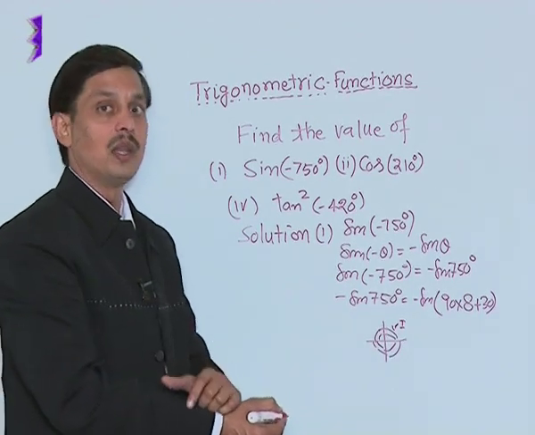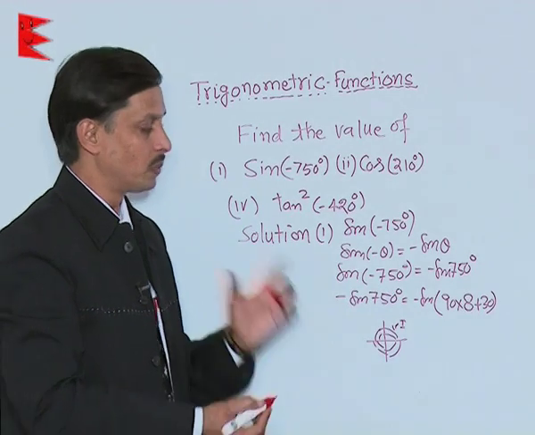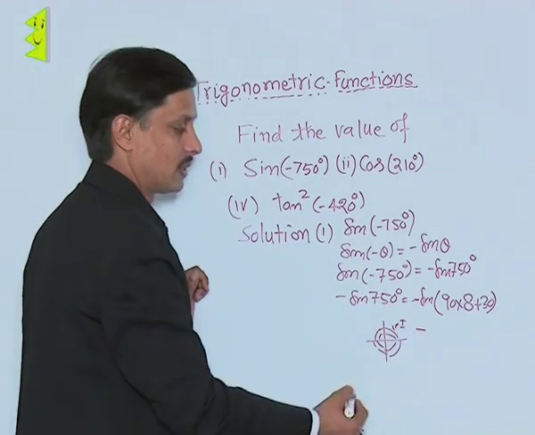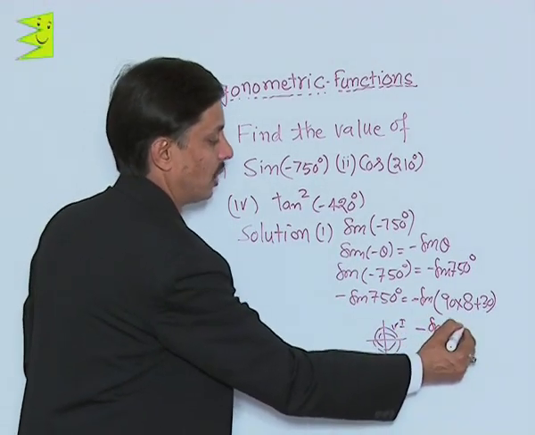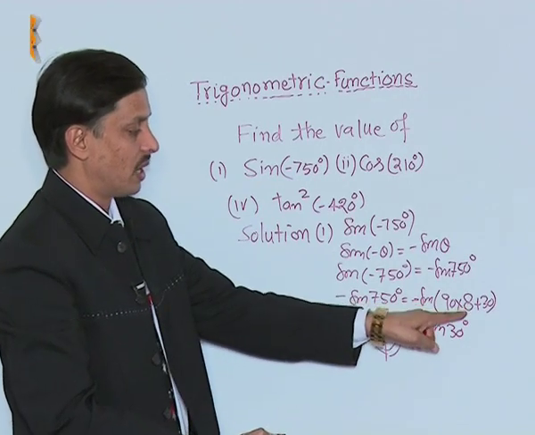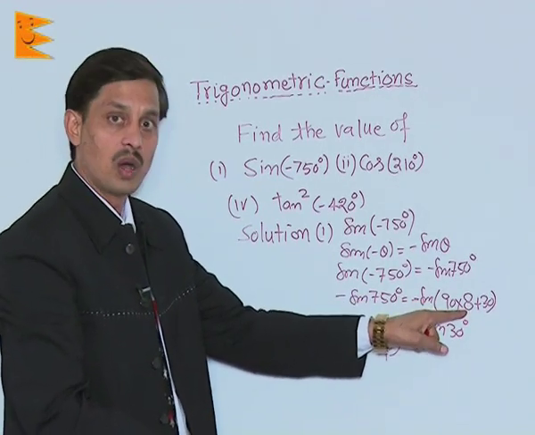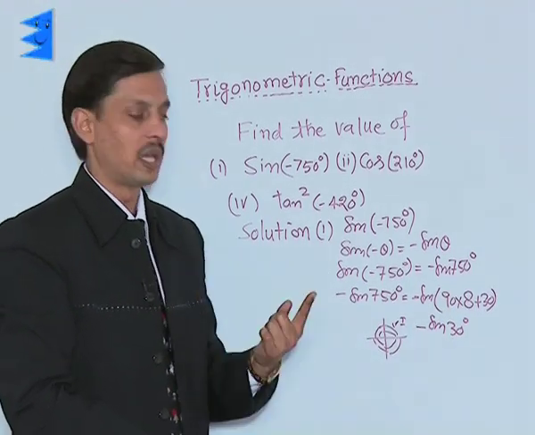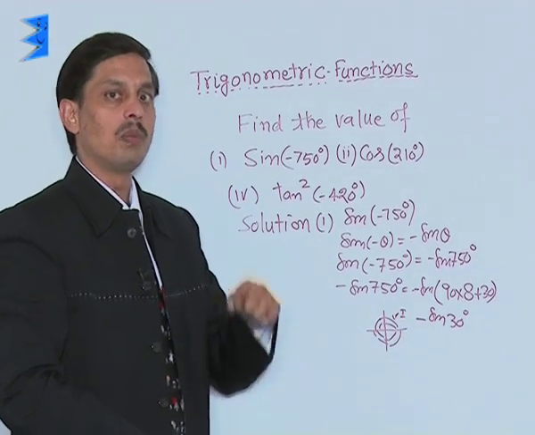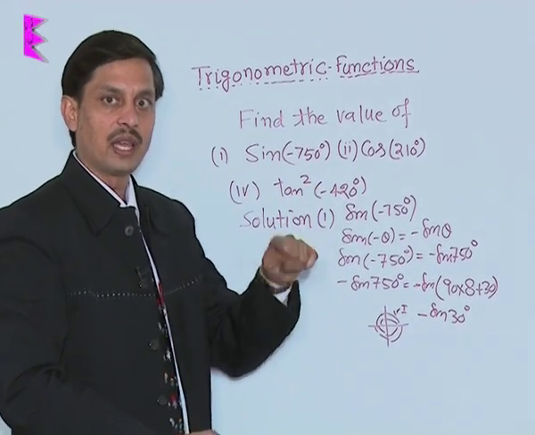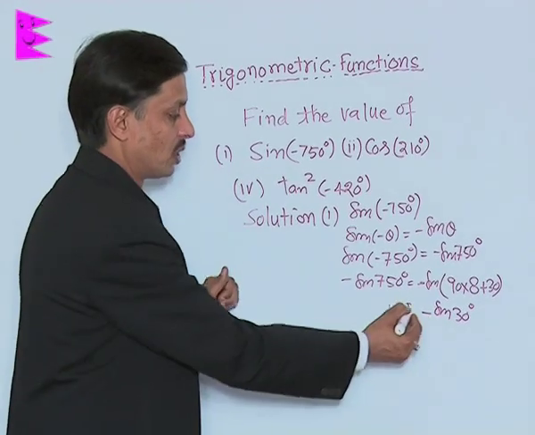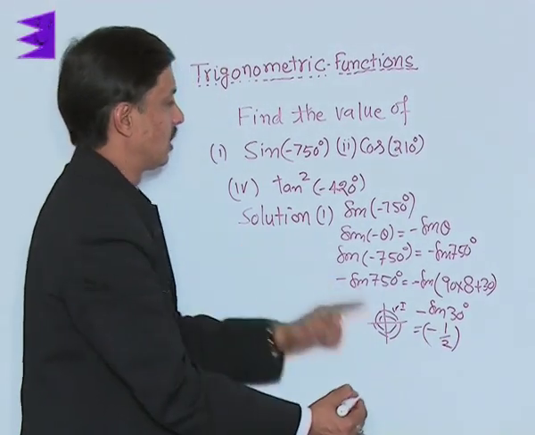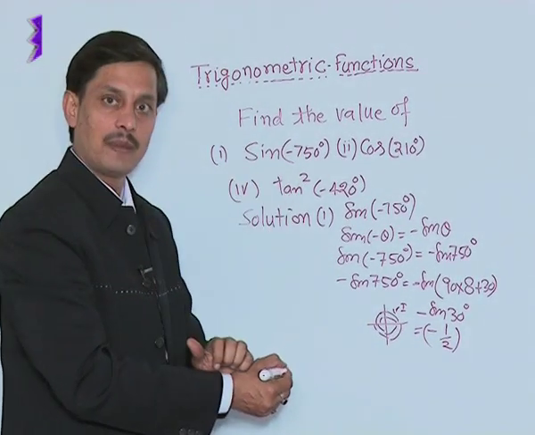And for the first quadrant, we always take all values positive. I cannot rule out this negative sign, it is already there, so this is minus sine 30 degree. But if this number is an odd multiple, then the answer will reverse: sine will go to cos, cos will go to sine, tan will go to cot, cot will go to tan, sec will go to cosec, and cosec will go to sec. So this is minus of sine 30 degree, definitely minus of half. This is the answer of sine of minus 750 degree.